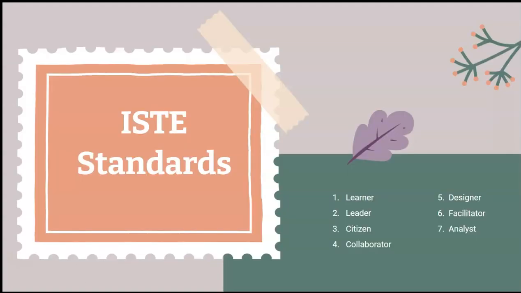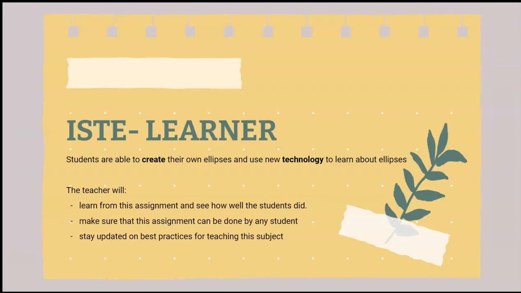So for ISTE standards, we have learner, leader, citizen, collaborator, designer, facilitator, and analyst. Now going into each of those for my activity. So for ISTE learner, as it says here, students are able to create their own ellipses and use new technology to learn about ellipses. So they're creating these themselves, they're integrating technology into this so that way they know how to use it online as well.